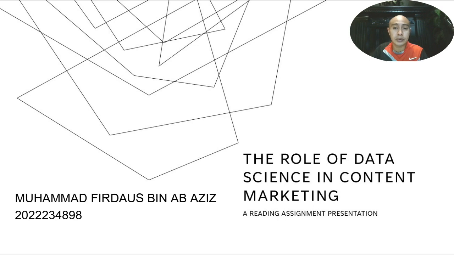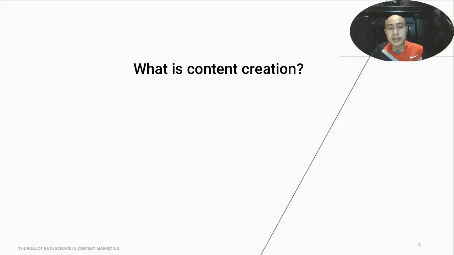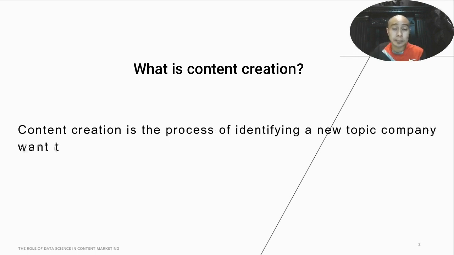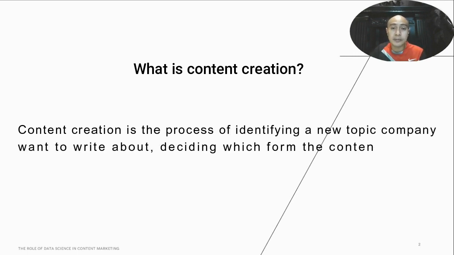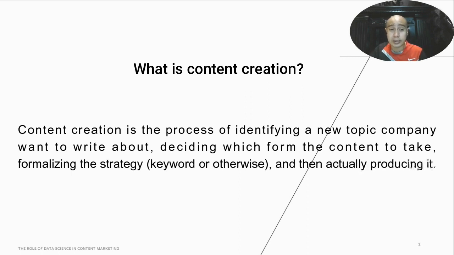The main topic is the role of data science in content marketing, and they have four process flow. The first is content creation, which is my part. What is content creation? Content creation is the process of identifying a new topic the company wants to write about, deciding which form the content should take, formalizing the strategy, which is a keyword or otherwise, and then actually producing it.